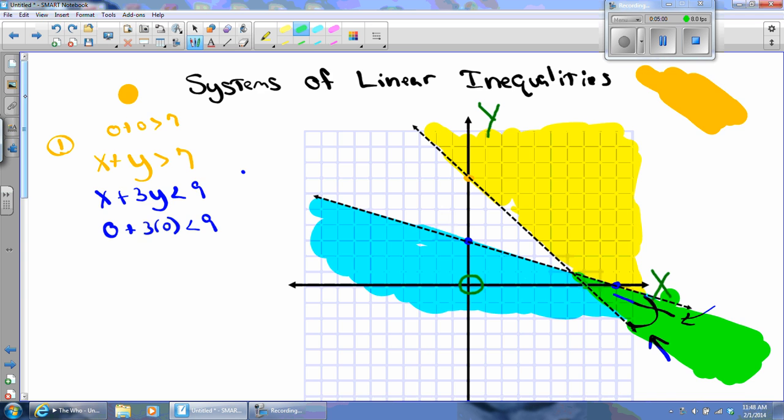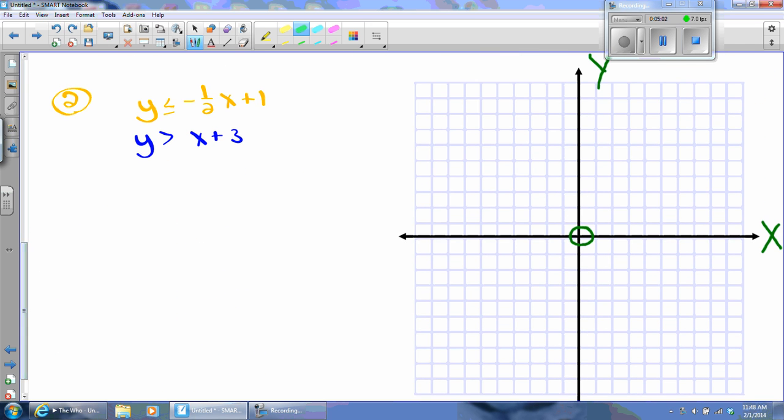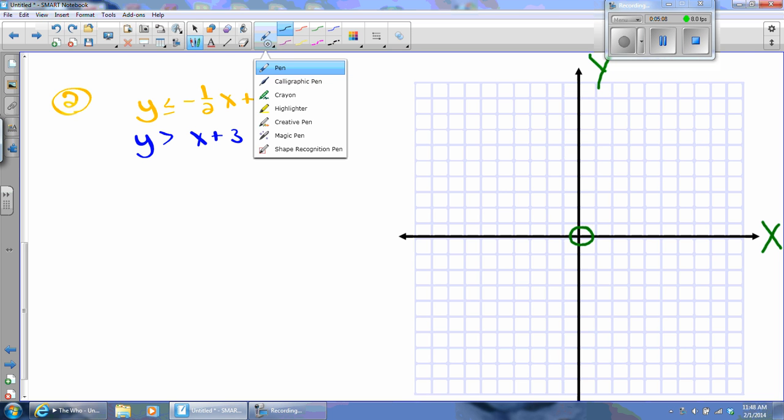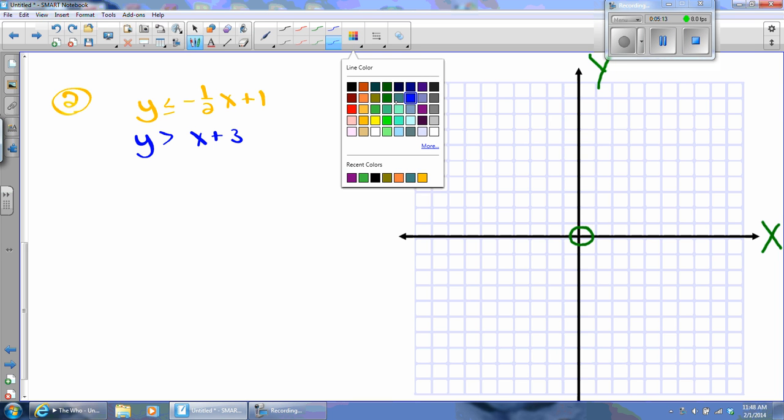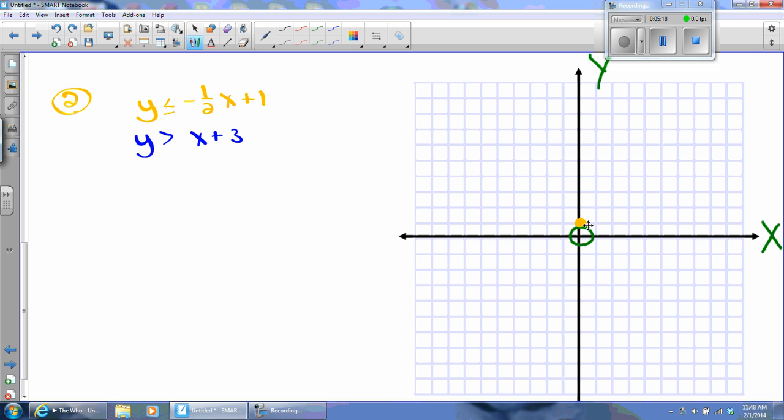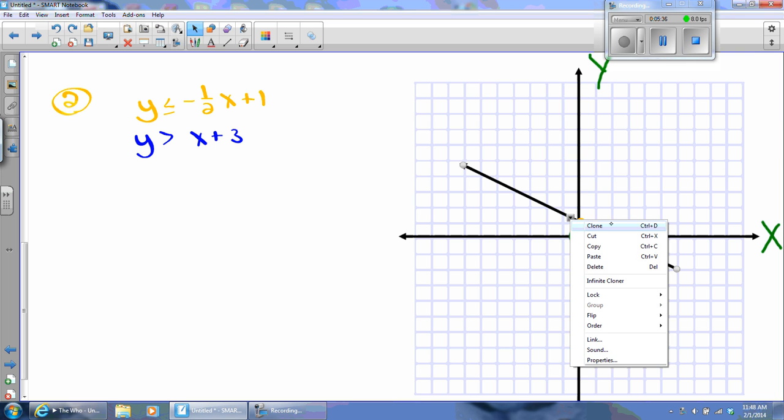All right, see how simple that is? All right, let's try this one. Here I have, sorry, it's written in slope-intercept form. The y-intercept is 1, and it's a slope of -1/2, right? It's going to be a solid line because it's equal to.